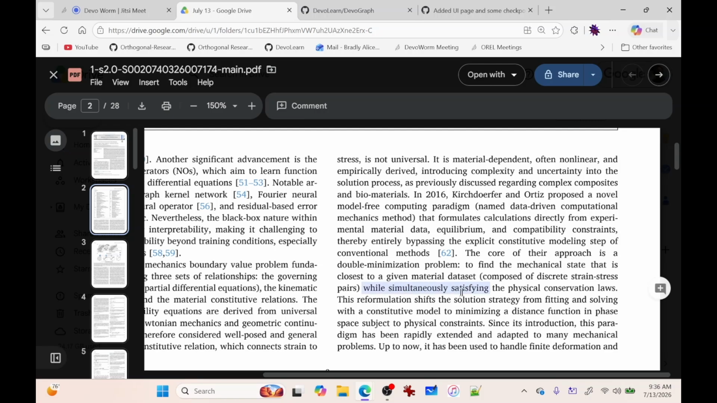The second part of this problem is while simultaneously satisfying the physical conservation laws. So we can come up with a mechanical state, but they have to be consistent with physical conservation laws, obviously. You can't have things that don't conform, say, to entropy or to energetics. This reformulation shifts the solution strategy from fitting to solving with a constitutive model to minimizing a distance function in phase space subject to physical constraints.